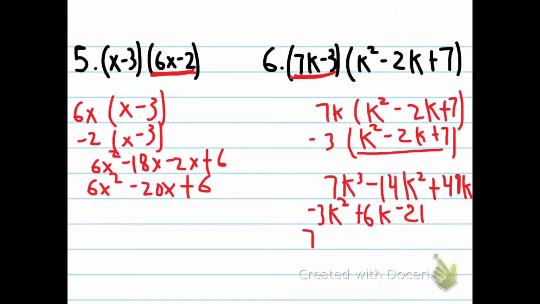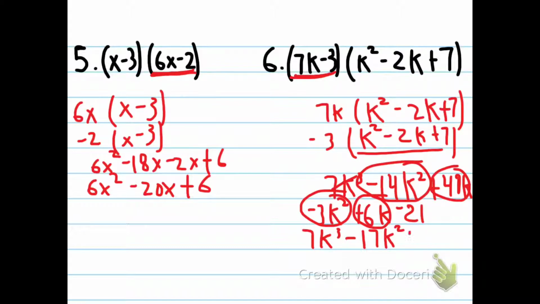So 7k to the third. And then we combine these two. You get negative 17k squared. Then we combine this to get 55k minus 21. Hopefully you got both of those problems right.